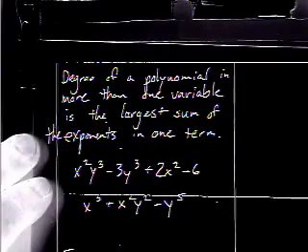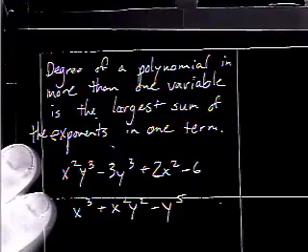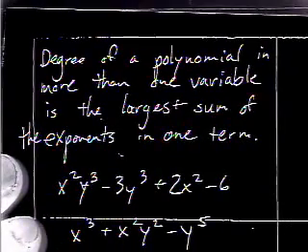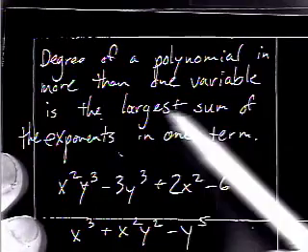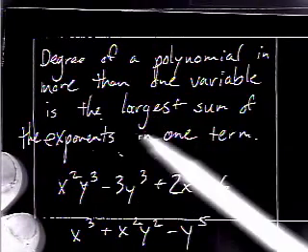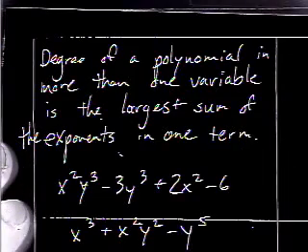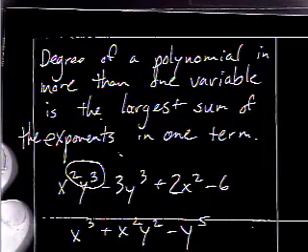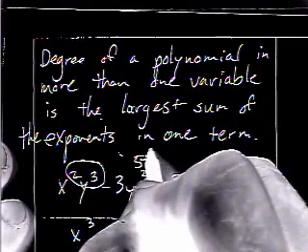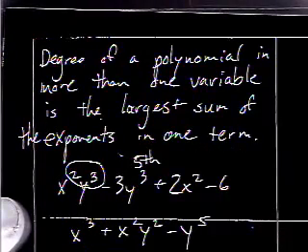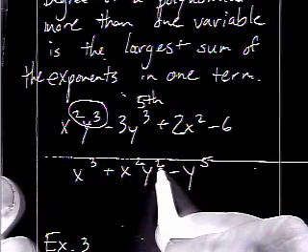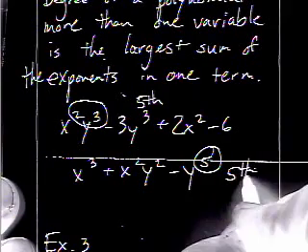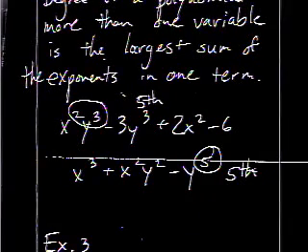Now, a couple more things to talk about in this section. Degree of a polynomial. The degree of a polynomial in more than one variable is the largest sum of the exponents in one term. So, I notice here, 2 plus 3, that means this is a fifth degree polynomial. 2 plus 2 adds up to 4, but I see a 5 over here, so this is also a fifth degree polynomial.